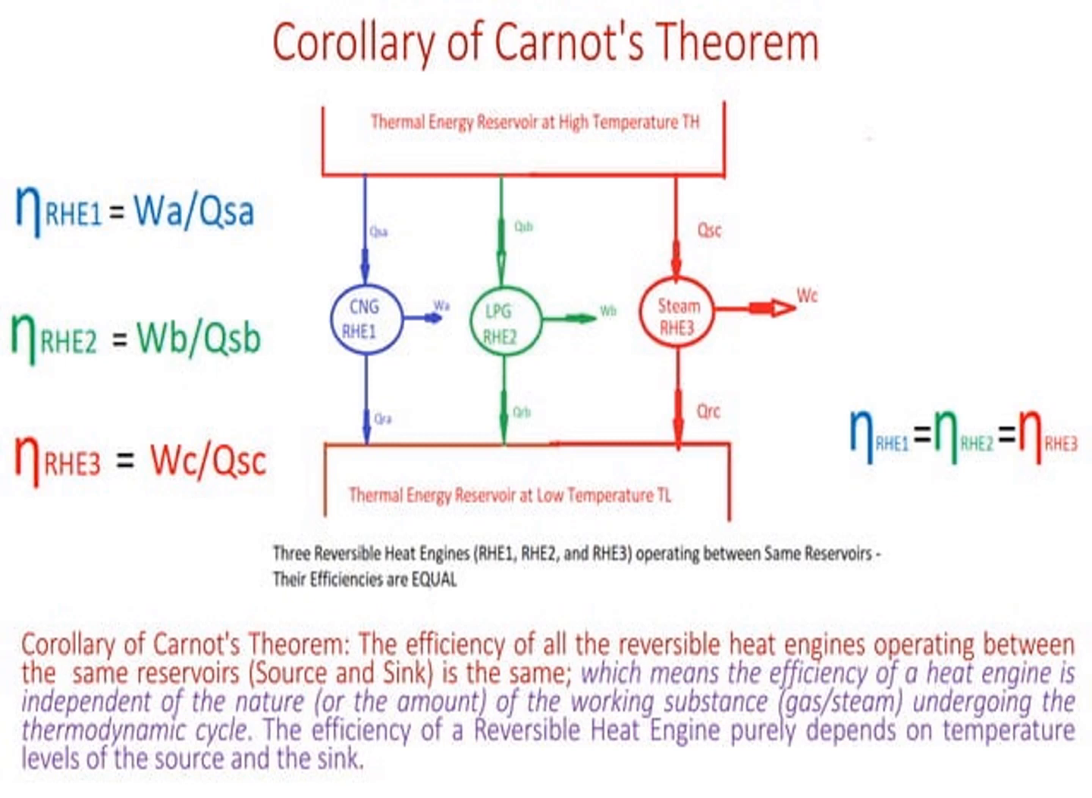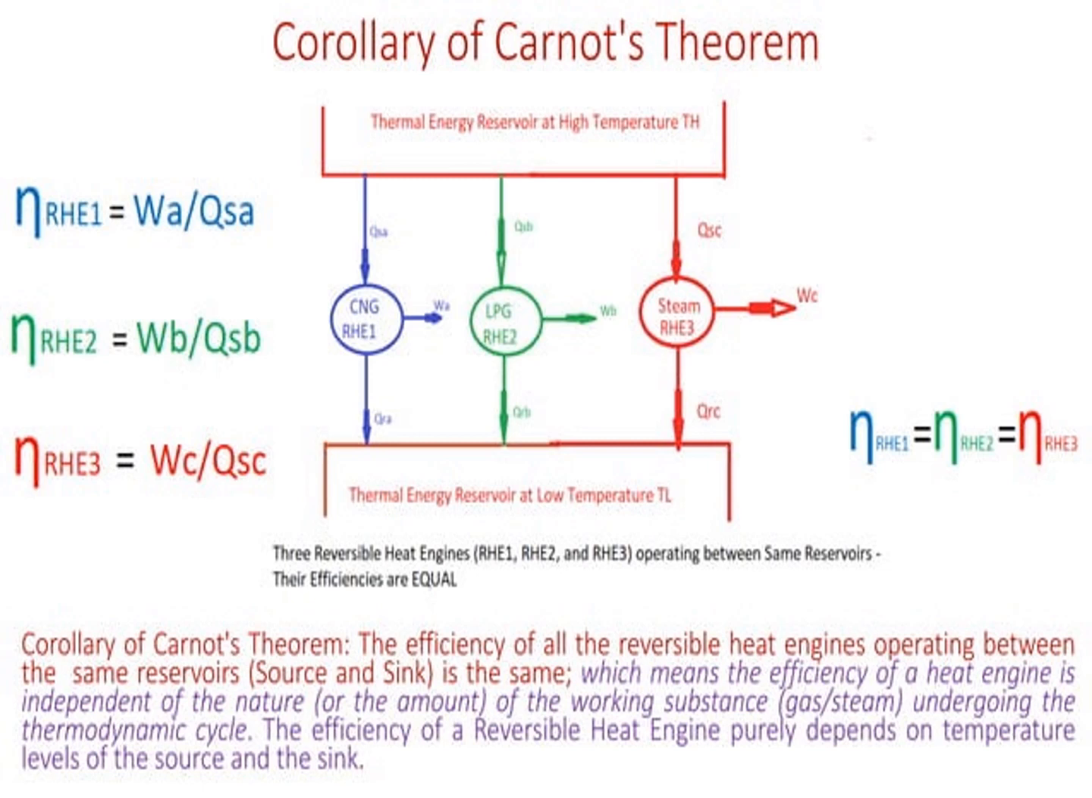The efficiency of all reversible heat engines operating between the same reservoirs, that is heat source and heat sink, is the same. The heat source is the high temperature reservoir, and the heat sink is the low temperature reservoir. This efficiency is independent of the nature of the working substance, that is gas or steam, undergoing the thermodynamic cycle. The efficiency of a reversible heat engine purely depends on the temperature level of the source and the sink. You can see the diagram here, where both heat engines operate as reversible engines with the same efficiency. This is known as the second theorem.